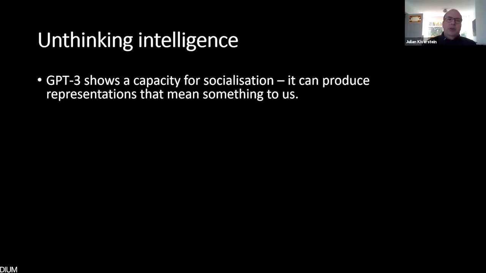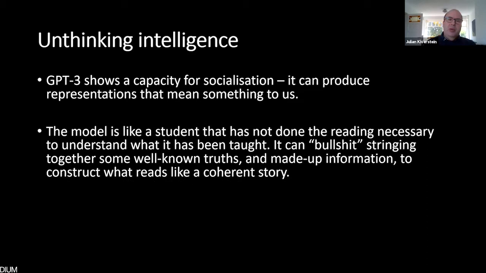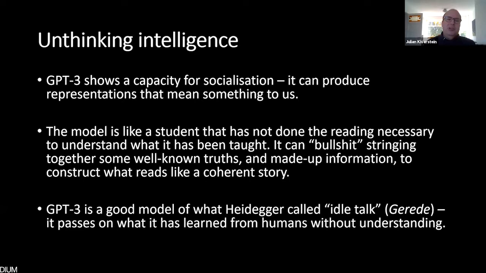So I think what we can say is that GPT-3 shows some capacity for socialization. It can produce representations that mean something to us as humans. But in a sense, it's a bit like a student that hasn't done the reading for a class. And this is something that a commentator on GPT-3 said in an article in the MIT Technology Review. Basically, it bullshits. It can string together some well-known truths that it's learned from engaging with the internet, can make up information, it can construct what reads like a coherent story. It's able to do what Heidegger described in terms of idle talk, passing on what it's learned from humans without really understanding what it's saying or what it's writing.